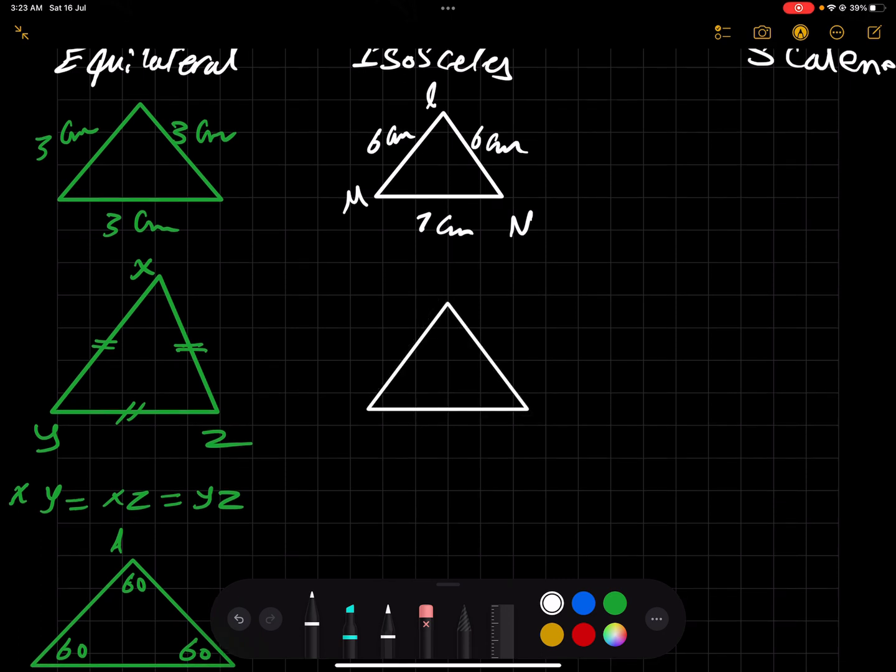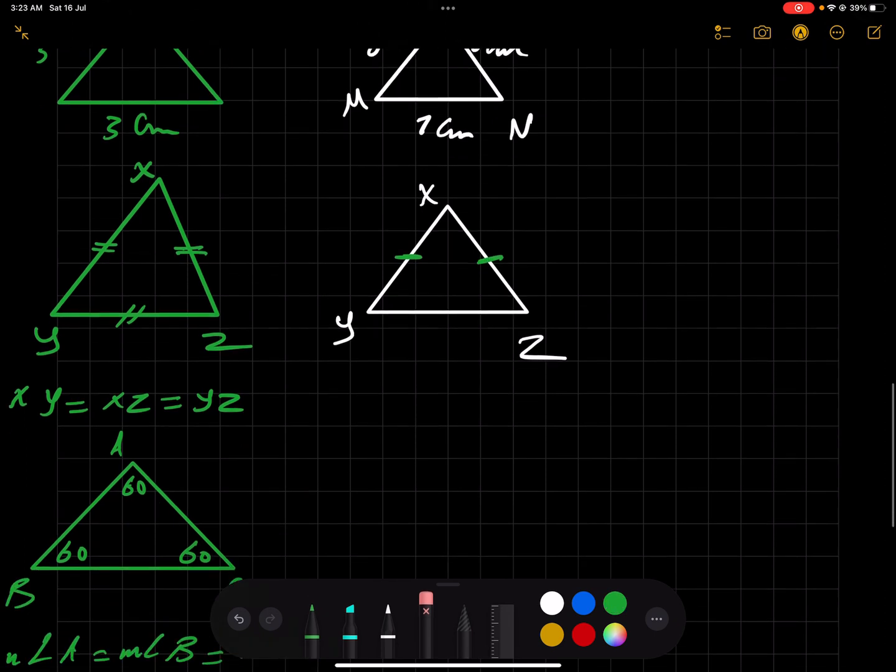If we don't have XYZ side lengths, but we get a label like this, which means that XY equals XZ, we get two sides equal in length, which means it will be the same thing. We got two sides equal in length, so it will be an isosceles triangle.